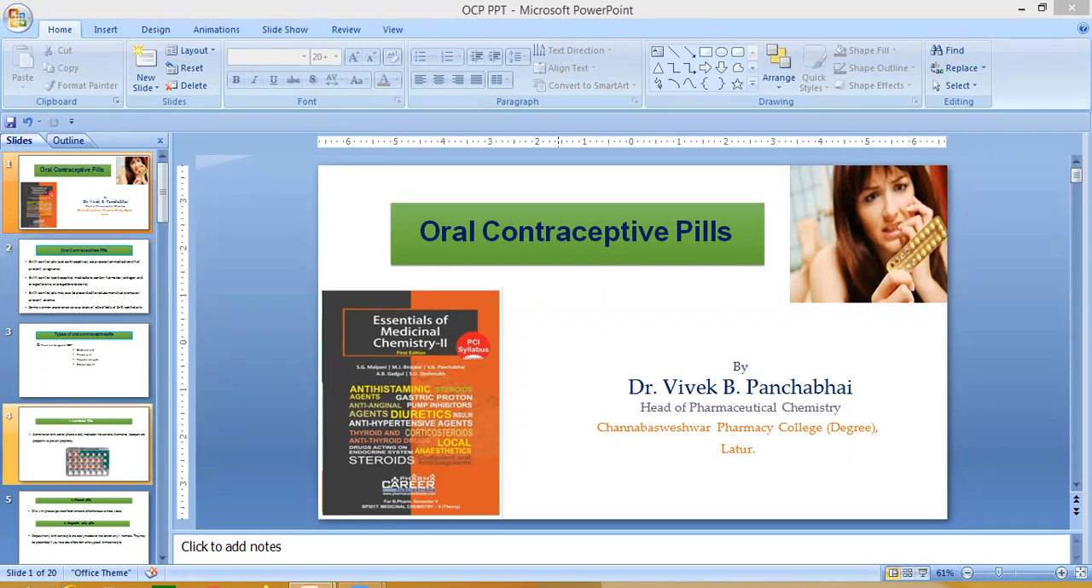Firstly, we have to discuss what oral contraceptive pills are. These are the pills that you can also call birth control pills. These birth control pills or oral contraceptive pills are prescription medication that prevents pregnancy, that is, unwanted pregnancy prevention.